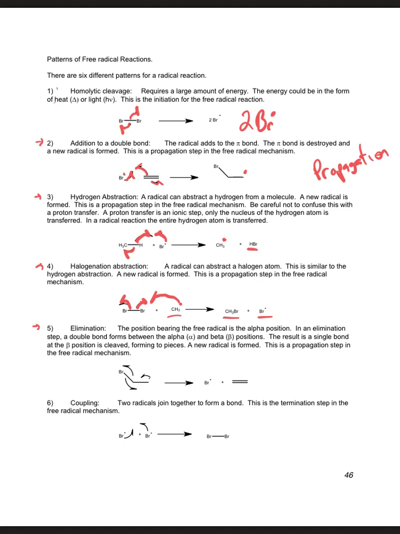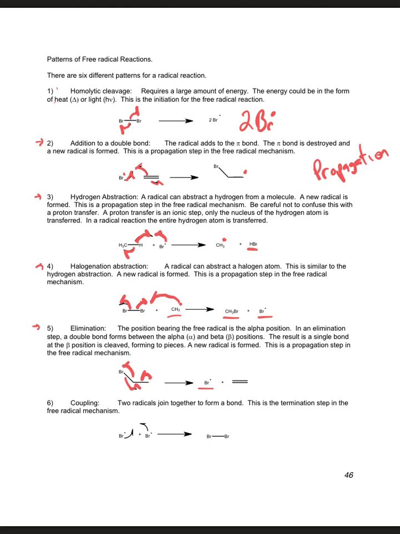And then the fourth propagation step, the fifth step overall, is an elimination step. Now all of these won't happen, and the elimination is just the opposite of the addition to a pi bond. The radical falls apart to form a pi bond, and the bromine gets kicked off as a bromine radical. Those four steps are the only things we can do as a propagation in a free radical reaction. Don't try to get fancy with it. It's going to be one of those four steps.